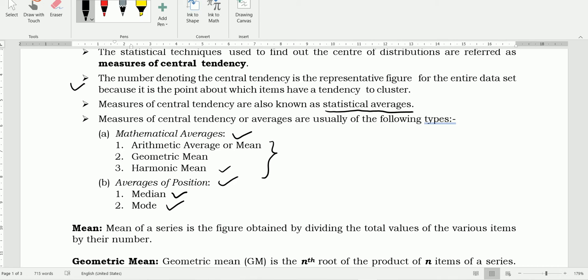So any question from your side regarding measures of central tendency? So measures of central tendency is the statistical technique used to find out the center of distributions of a data set.